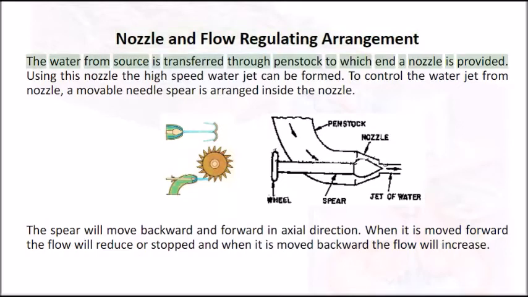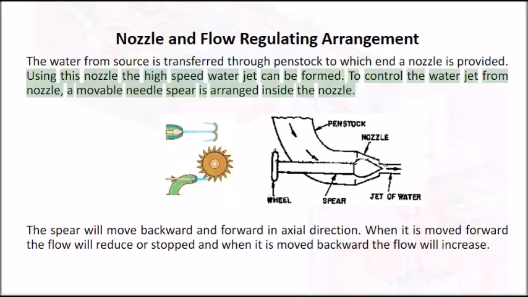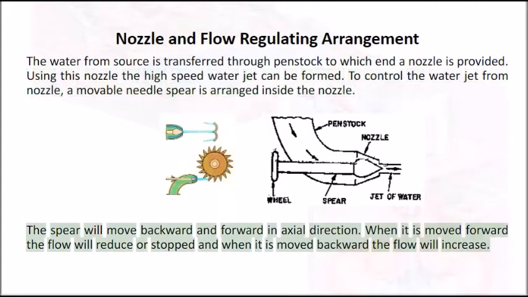The water from source is transferred through penstock to which end a nozzle is provided. Using this nozzle, the high-speed water jet can be formed. To control the water jet from nozzle, a movable needle spear is arranged inside the nozzle. The spear will move backward and forward in axial direction. When it is moved forward, the flow will reduce or stop, and when it is moved backward, the flow will increase.